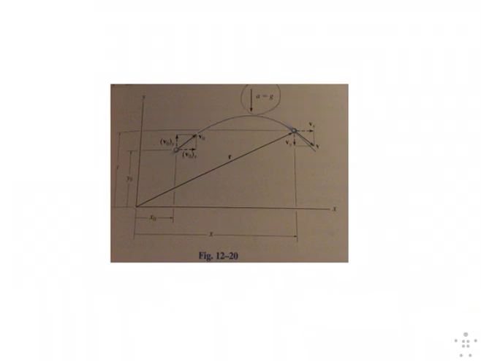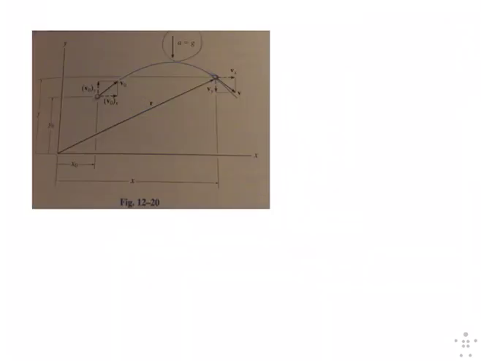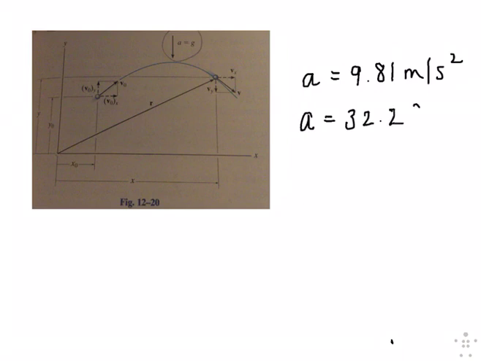Now the acceleration due to gravity in the metric system is equal to 9.81 meters per second squared. And in the standard or English system, it is 32.2 feet per second squared.